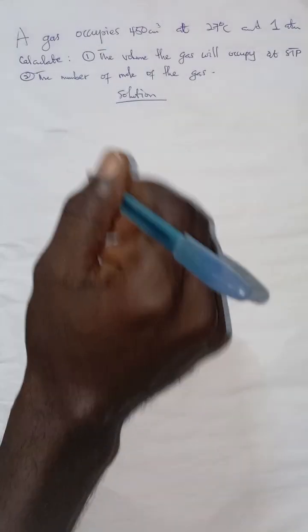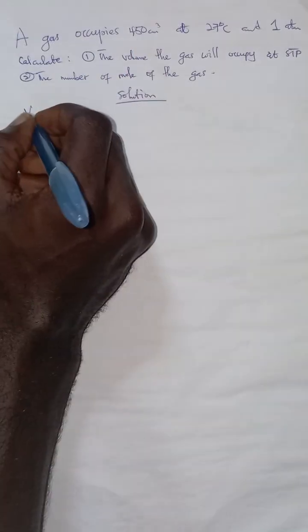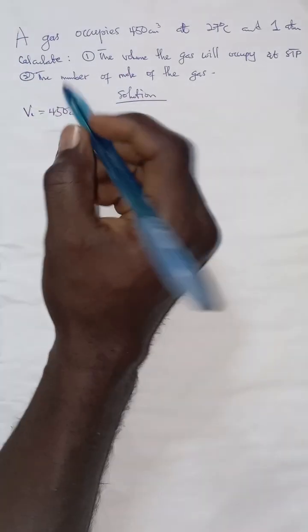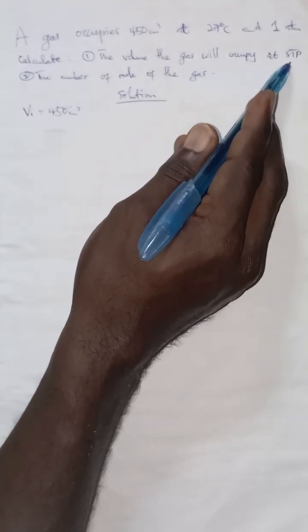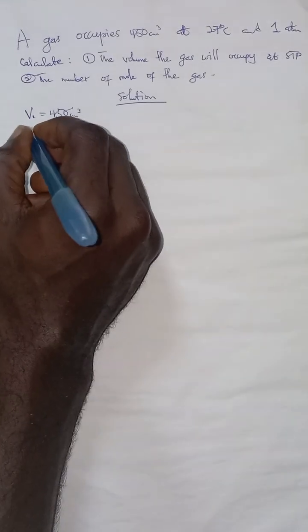What do you do first? What you will do first is list out the parameters given to you. So your V1 is what? 150 cm3. Why are we calling it V1? Because they said calculate another volume of the gas at STP. So what do we do from here? Our V1 is this.